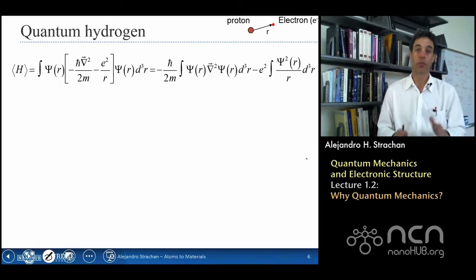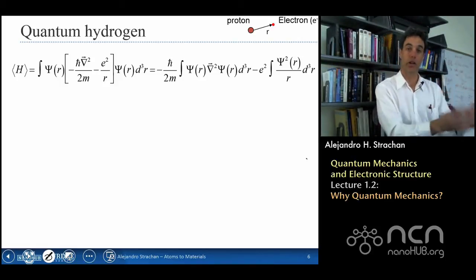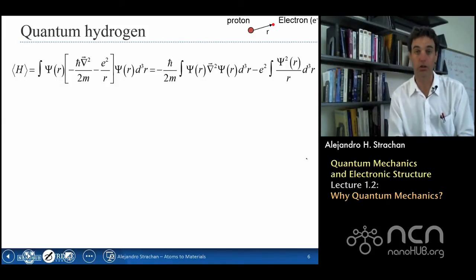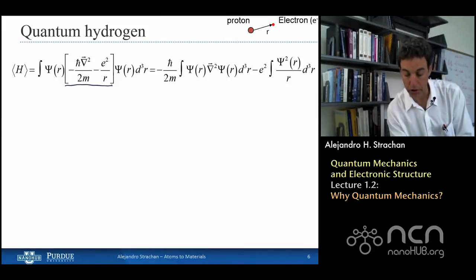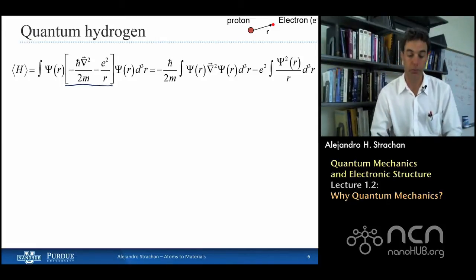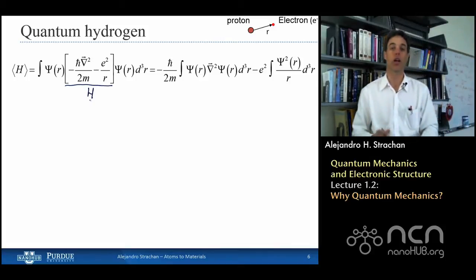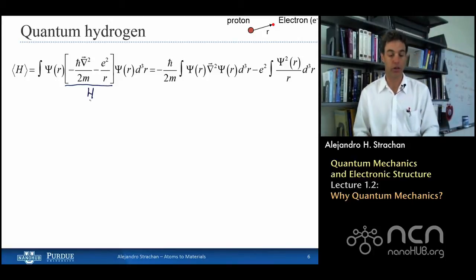Okay, so to know what the expectation value for the energy will be, I'm going to use this expression that you see at the top. It's the expectation value of an operator, okay? And this is an operator for the total energy of the system. And this operator is called the Hamiltonian. And we're going to learn quite a bit more about the Hamiltonian in the coming lectures.